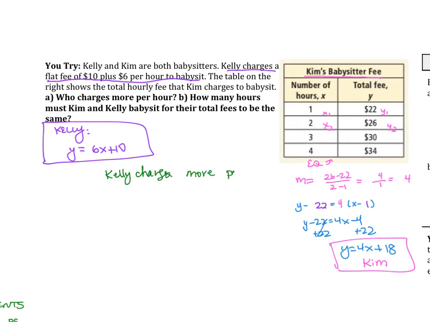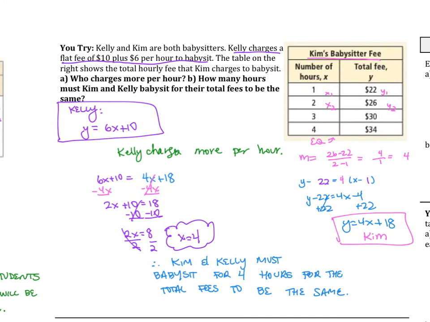And then letter B, how many hours must Kim and Kelly babysit for their total fees to be the same? Try to solve for that now. If you tried it out, you should set the equations equal to each other: 6x plus 10 equals 4x plus 18. Then you solve for x. You would find that x equals 4. Remember, x equals the total hours. Therefore, Kim and Kelly must babysit for a total of 4 hours for the total fees to be the same. You could plug it in and you would find that that is true. Hopefully this helps you out with this type of problem.